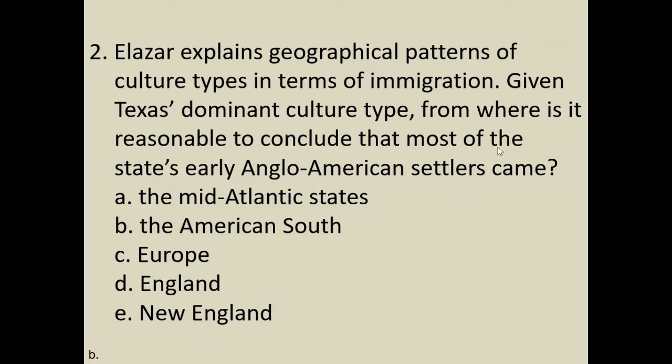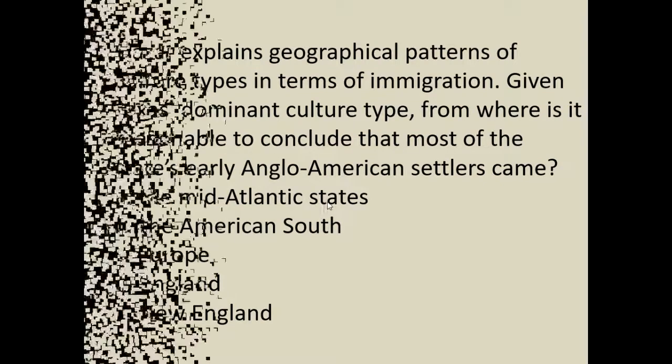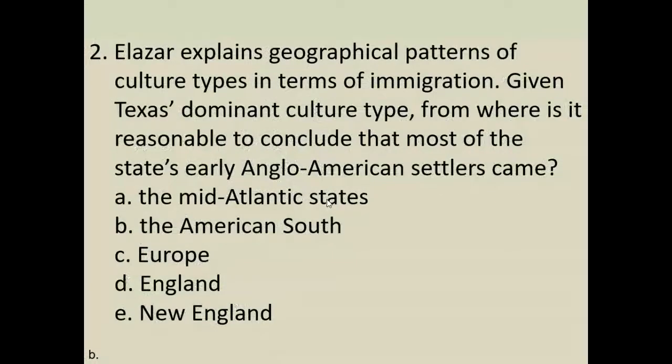LSR explains geographical patterns of culture types in terms of immigration. Given Texas's dominant culture type, from where is it reasonable to conclude that most of the state's early Anglo settlers came from? The answer is the American South. Remember, the 19th century patterns of migration were basically east to west. So the early Anglo settlers in Texas came from places like South Carolina and Tennessee and Georgia and the American South. They didn't come from Connecticut and Massachusetts.